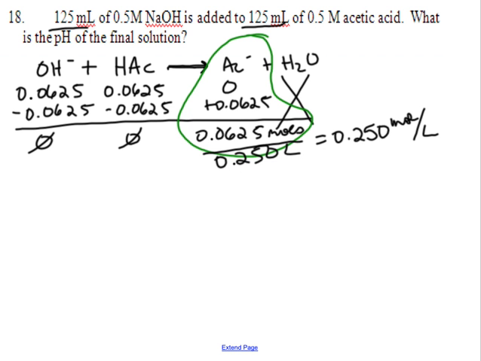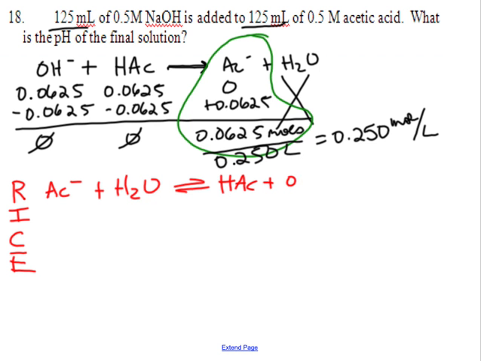Okay, so now we can start our hydrolysis problem with a RICE table. You already know how to do this. We have our Ac minus. Again, don't use anything up there equation-wise. This is all that's left over in the beaker now with water. And we know that's going to be in equilibrium with water because it's a weak ion of a basic salt. So we get HAc plus OH minus.